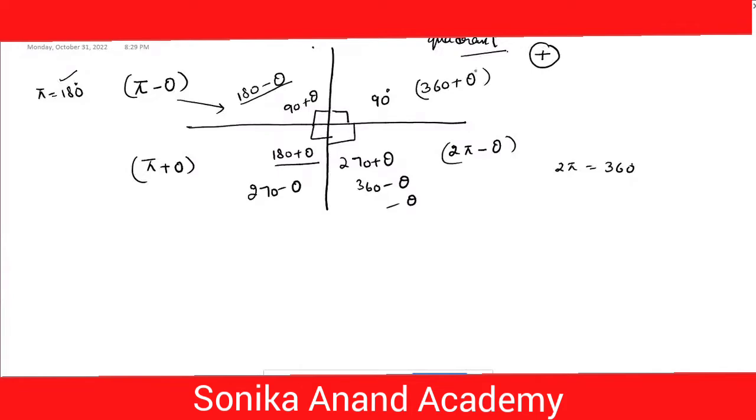Here we have sine theta and cosec theta. These are positive, and these are tan theta and cot theta. And here it is cos theta and sec theta.